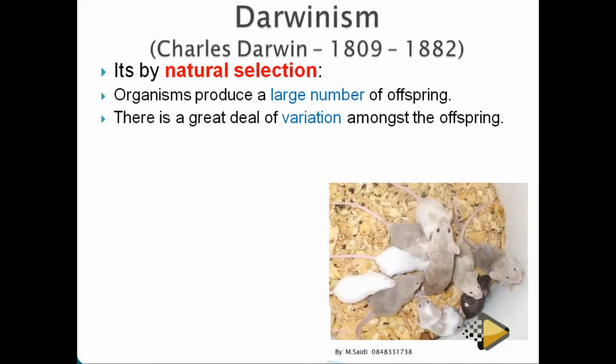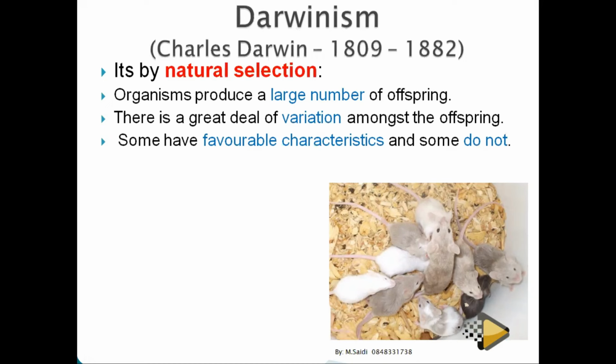So okay, there is a great deal of variation among the offspring. Look at this: this one has this color, another has another color, and another. All these come from the same father and the same mother, but they have different characteristics, meaning that there is variation among organisms of the same species. So number one, organisms produce a large number of offspring. Number two, there is a great deal of variation among the offspring.